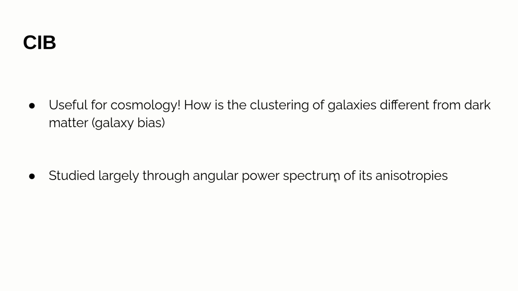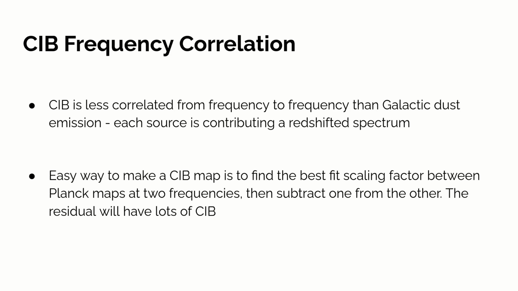CIB is great for cosmology. It can tell us how the clustering of galaxies differs from dark matter, galaxy bias, and can also be largely studied through the angular power spectrum of its anisotropies. But CIB is difficult to actually distinguish from the background itself.